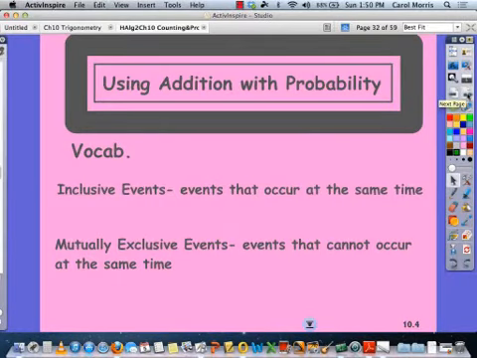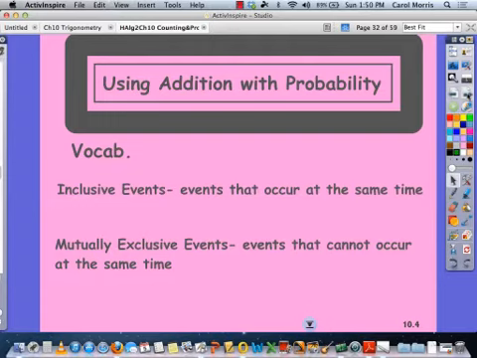And here they are. Inclusive events: events that occur at the same time. For example, a student could belong to two different clubs at the same time. But mutually exclusive events are events that cannot occur at the same time. An example of this would be flipping a coin, you can't get a head and a tail on the same toss. Rolling a die, you can't get a 2 and a 5 on the same roll.